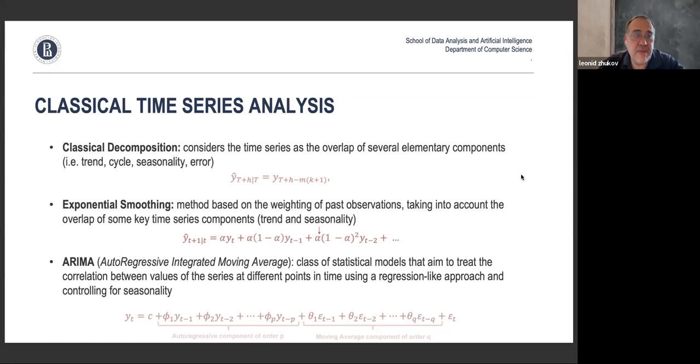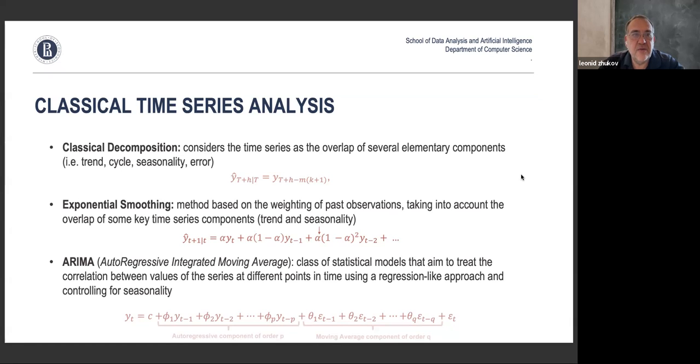Now, by far the most advanced and widely used method within the classical time series analysis is ARIMA. It's called autoregressive integrated moving average, right? So this is a method that has several components. One component is autoregressive, and autoregressive, again, is pretty much the same approach as in exponential smoothing. Autoregression, again, means it depends on the previous values of the same signal, right?